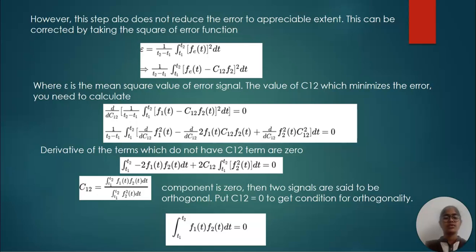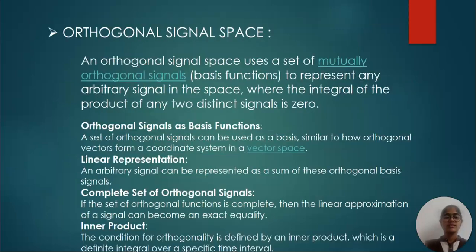If the component is 0, then the two signals are said to be orthogonal. Put C12 equal to 0 to get the condition for orthogonality. Let us discuss about the orthogonal signal space. An orthogonal signal space uses a set of mutually orthogonal signals to represent any arbitrary signal in the space, where the integration of the product of any two distinct signals is 0. Orthogonal signals as basis functions.